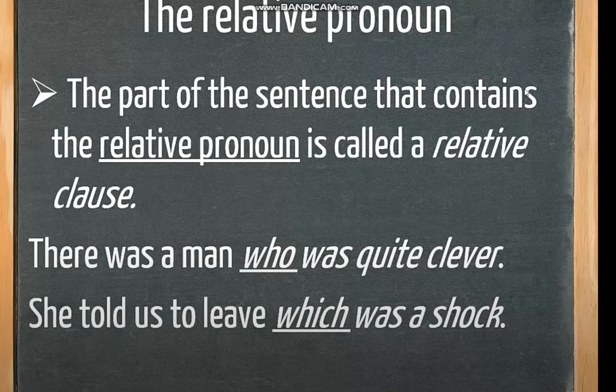The cause is the antecedent. We can identify it like this: whatever is being caused or whatever is being referred to is the antecedent, whereas whatever the result is, is the relative clause. "She told us to leave, which was a shock." "Which was a shock" here is the relative clause.